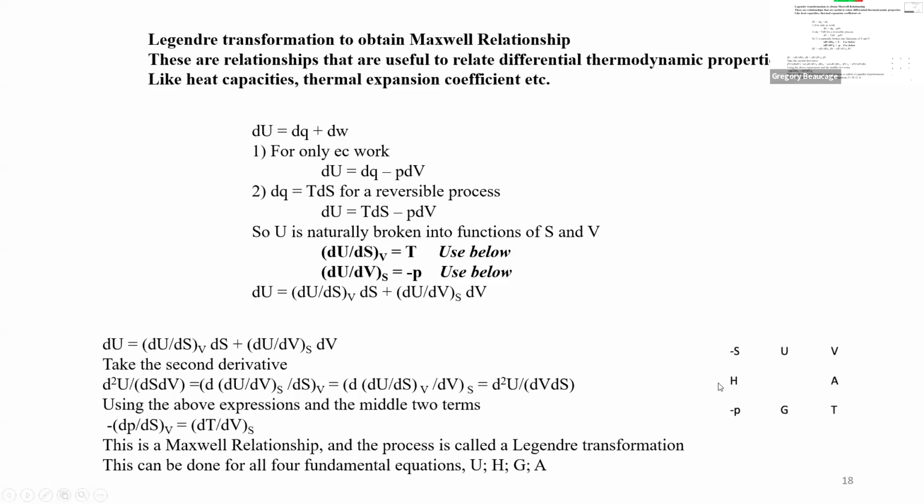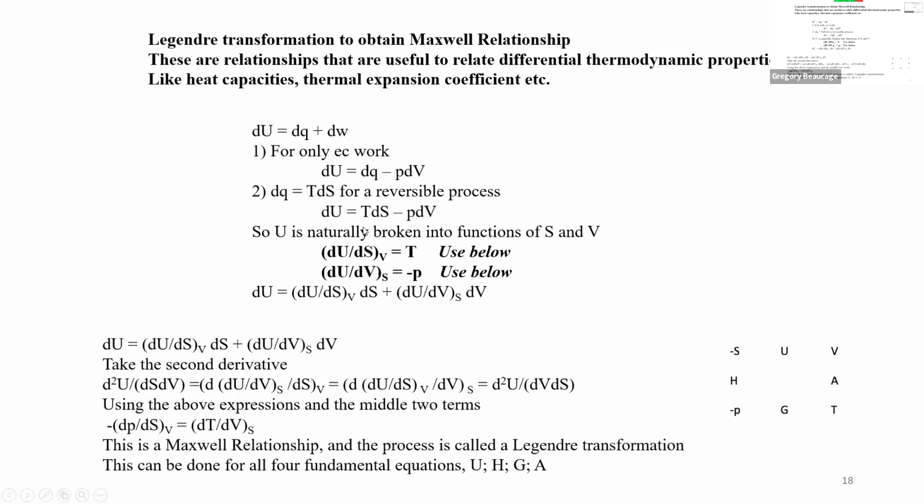Using that, you can get dH is VdP plus TdS, etc. You can get each of the middle ones defined in terms of a differential equation. There are four differential equations in that thing. So if you have that differential equation, then you can say dU/dS is going to be T, and then dU/dV is going to be minus P, right? Because dU/dS at constant V is T, dU/dV at constant S is minus P.